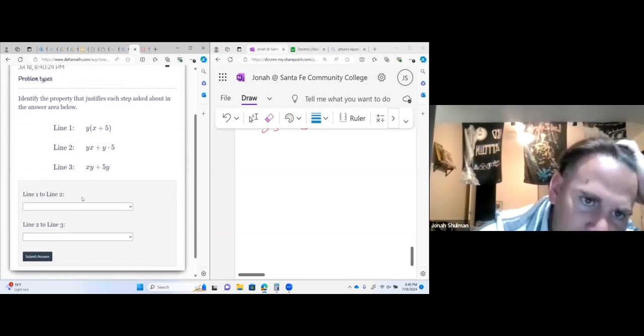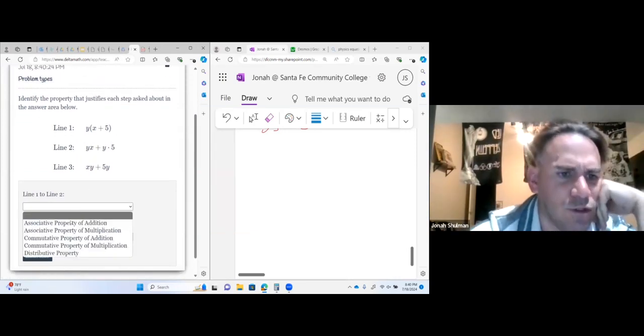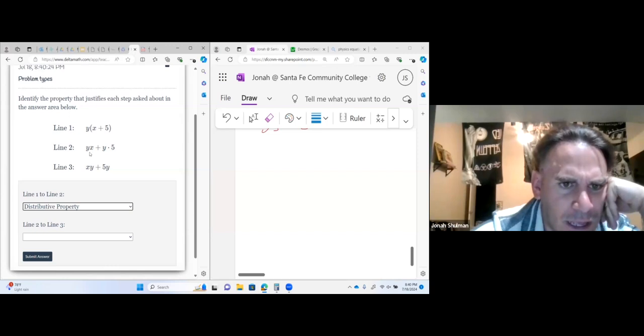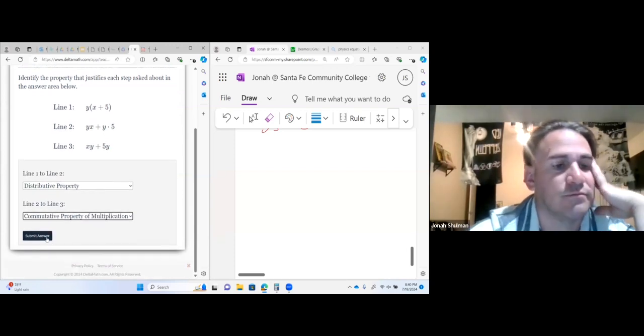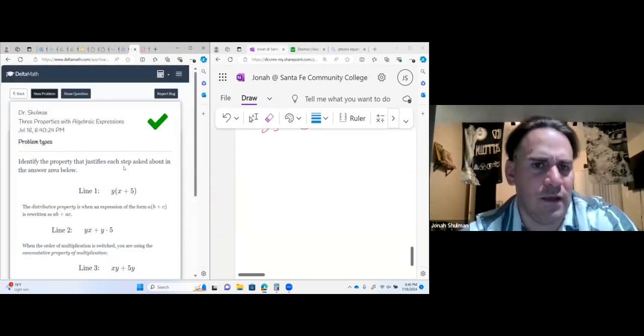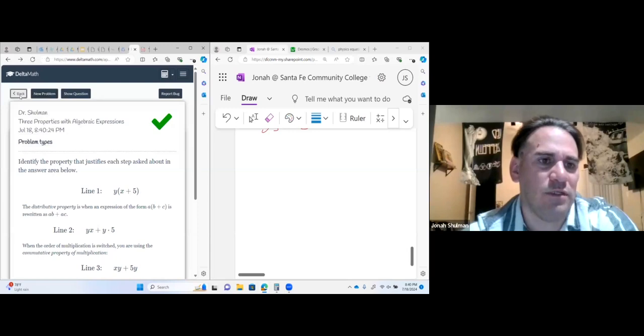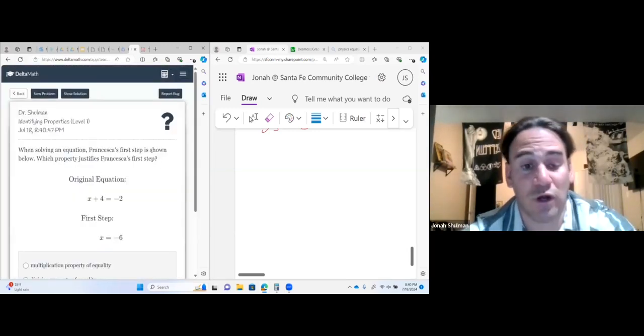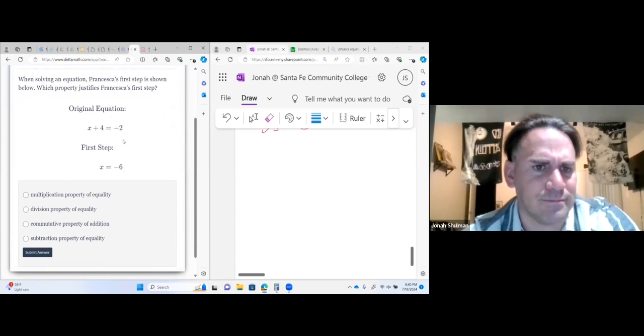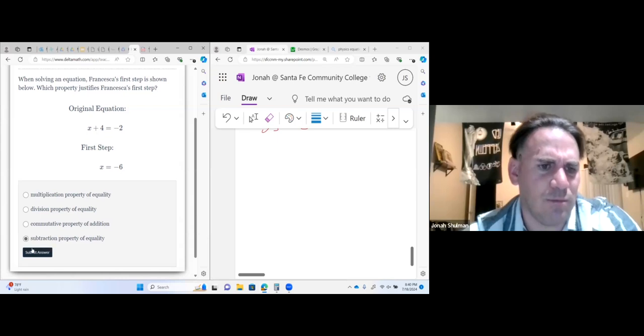Line 1 to line 2, that was distributive property. And xy, yx. Oh, this is commutative because it goes backwards, of multiplication. So definitely practice with your properties. It's really good to show your students what they are. You get to identify some properties. We subtracted 4 from both sides. So that is subtraction property of equality.